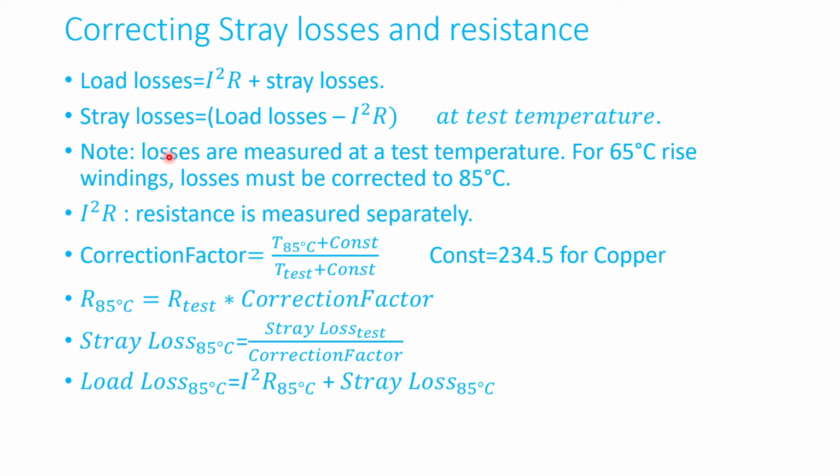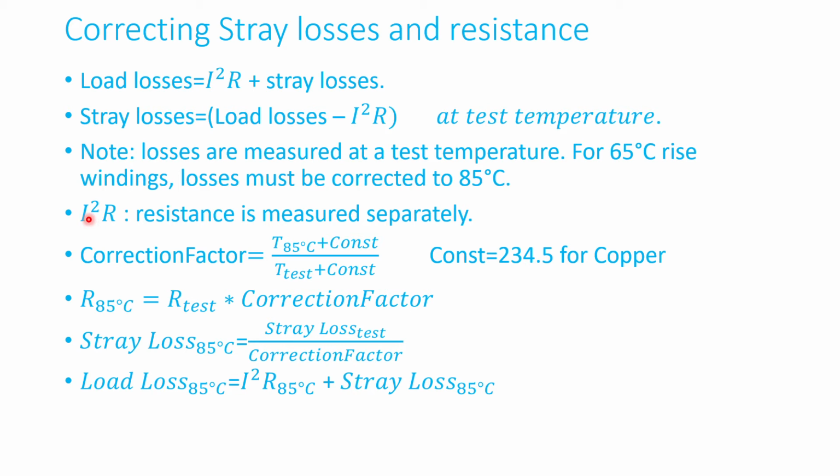Losses measured at a test temperature. Then, for IEEE designs, if you have 65 degrees Celsius rise windings, the losses must be corrected to 85 degrees Celsius. For instance, if you measure the losses at 26 degrees Celsius, then you have to correct it to 85 degrees Celsius, to see what the losses would be. Because we know with resistance, as temperature goes up, the resistance will go up.